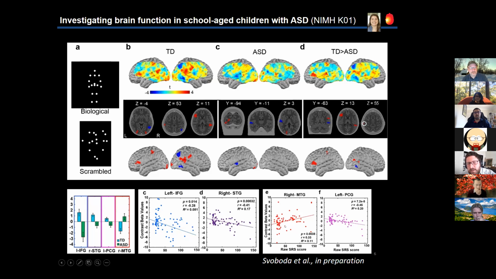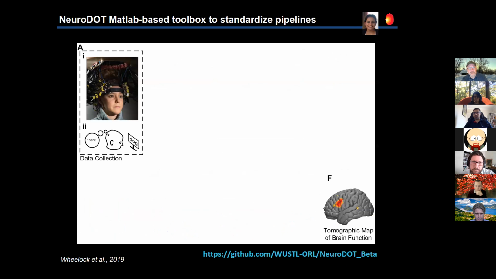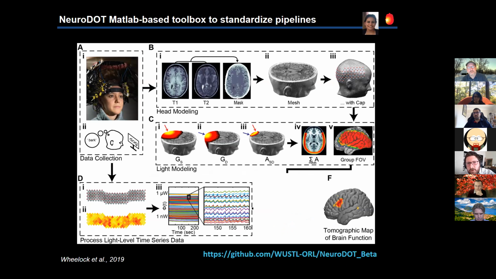And further, within each of these regions, the level of modulation of biological versus scrambled activity is associated with a separate behavioral assessment of social reciprocity called the SRS. So again, just replicating the work in the fMRI field. All of this was done with our NeuroDot pipeline, which I urge you to go to GitHub to download if you like.